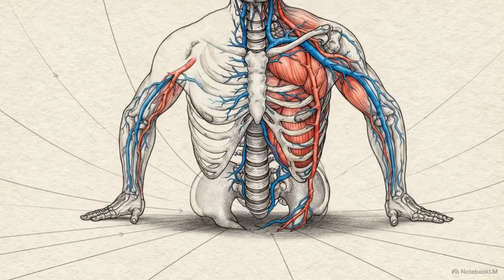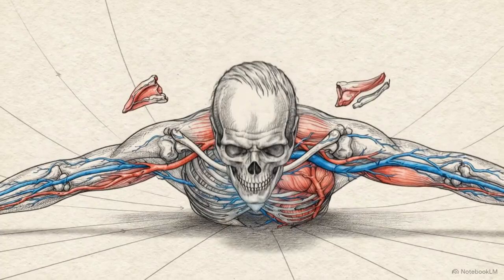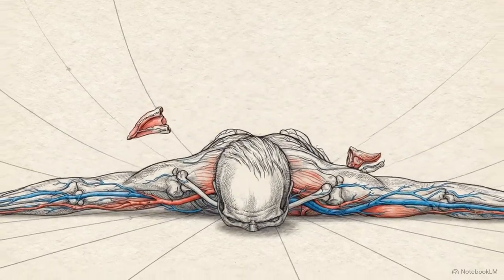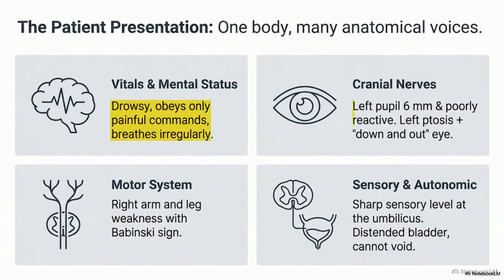A 62-year-old male patient arrives in the busy emergency department following a sudden and catastrophic physical collapse. Initial triage data reveals a spectrum of neurological failure across 4 distinct clinical domains. His breathing is irregular, he's drowsy, his left pupil is 6 millimeters and poorly reactive. He has right-sided weakness with a Babinski sign and cannot void a distended bladder.